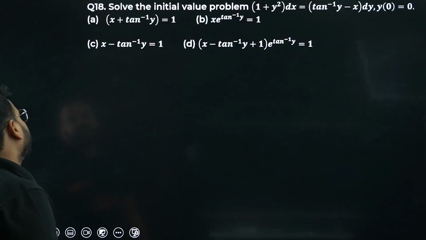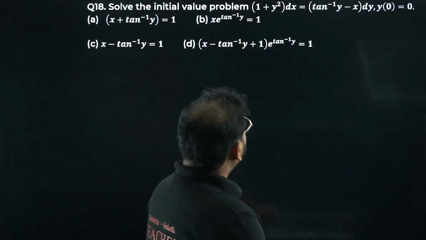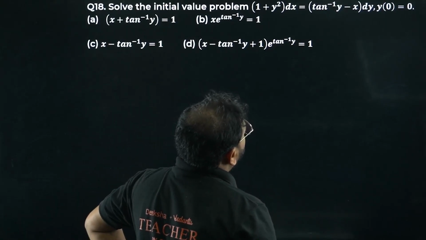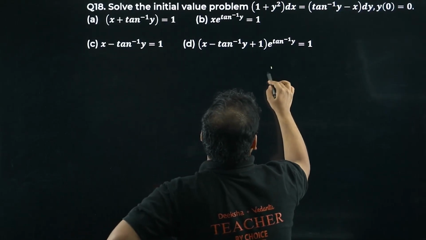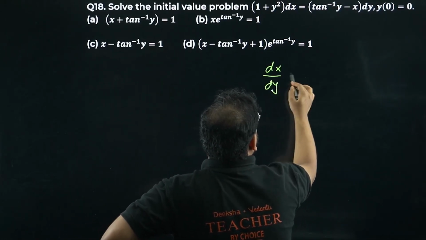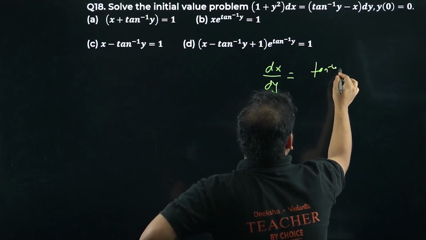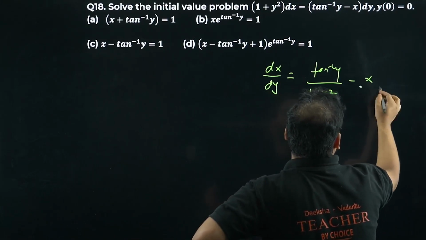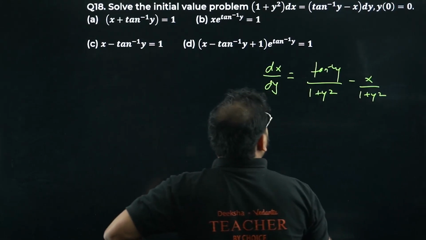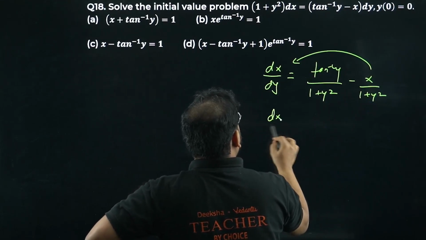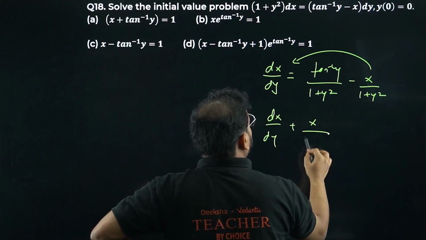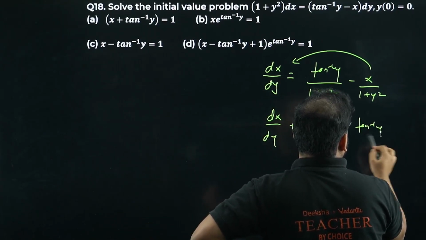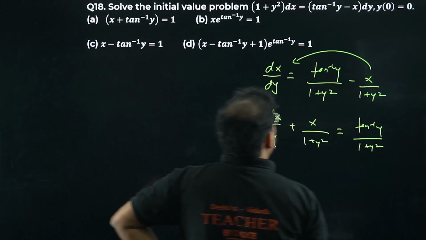Moving on to question number 18 now. Solve the initial value problem for this differential equation. Please check what I'm getting. I can write like this, no? We'll have dx by dy equal to tan inverse of y upon 1 plus y square minus x upon 1 plus y square, right? Move this expression on this side, we get dx by dy plus x upon 1 plus y square equals tan inverse of y upon 1 plus y square, correct?